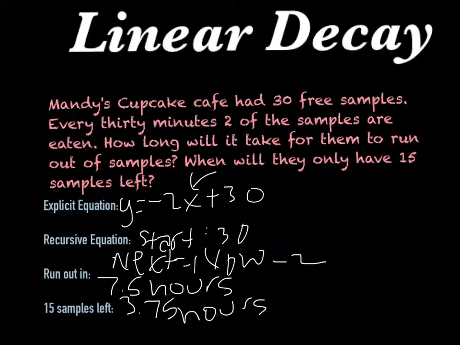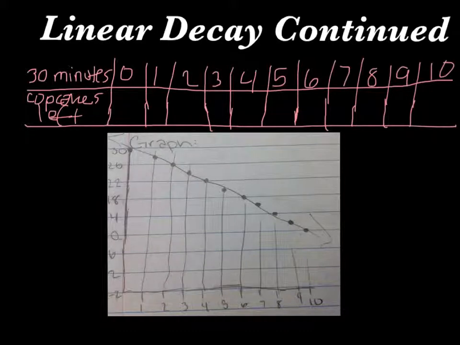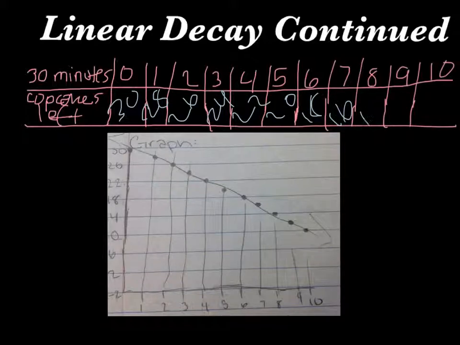This is linear decay. The linear decay table starts at 0 and 30 minutes, so they will start at 30. And since they lose 2 every time, it goes down to 28, 26, 24, 22, 20, 18, 16, 14, 12, and 10. And then the graph is a line because it's linear, so it just goes straight down by 2s.